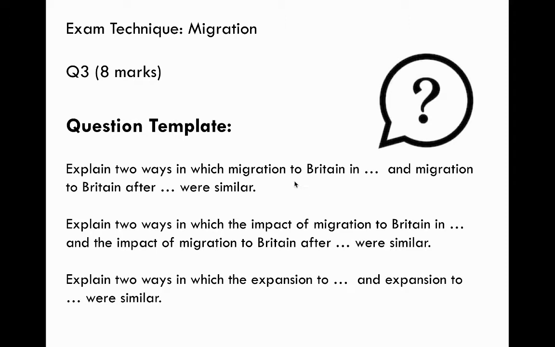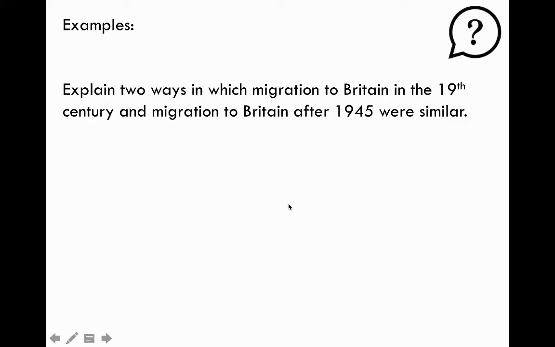So as you can see in the first one, it talks about migration to Britain. So it's about the movement of people into Britain only. Second one is about the impact of that migration. So it's only about the impact after they arrived. And the third one is nothing to do with people moving to Britain. It's about Britain moving outwards and around the world. So being really clear on the language of the question is going to be important to this question.